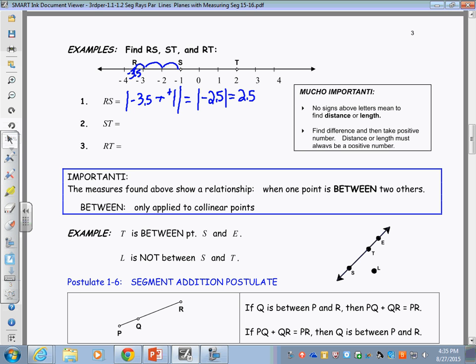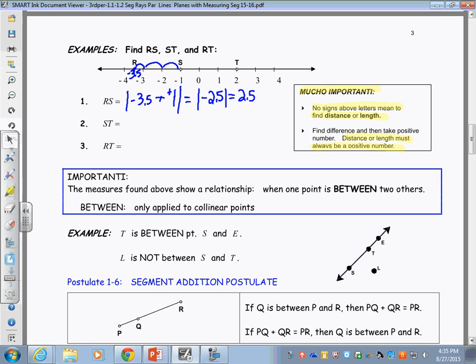Our distance answers are always going to be positive. So I want you to go ahead and try to find the distance of ST and RT. And just remember that, mucho importante: no signs above the letter means to find the distance. When you find the difference and then take the absolute value, the distance or length must always be positive. It's always going to be positive.